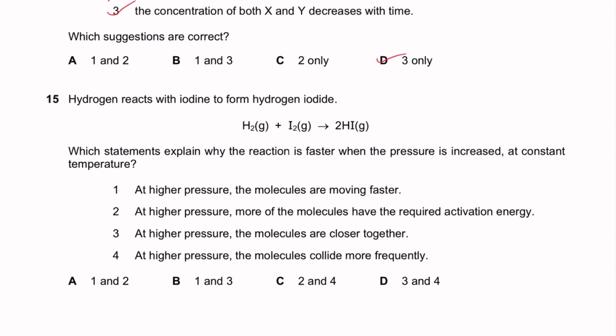Hydrogen reacts with iodine to form hydrogen iodide. Which statement explains why the reaction is faster when the pressure is increased at constant temperature? At higher temperature, the molecules are moving faster. At higher pressure, more of the molecules have the required activation energy. Pressure does not affect activation energy, so it's wrong. At higher pressure, the molecules are closer together. It's correct. At higher pressure, the molecules collide more frequently. Also correct, so it will be D.